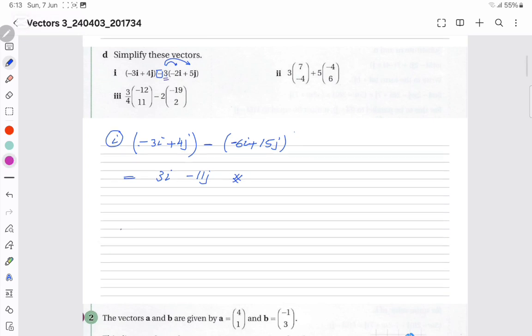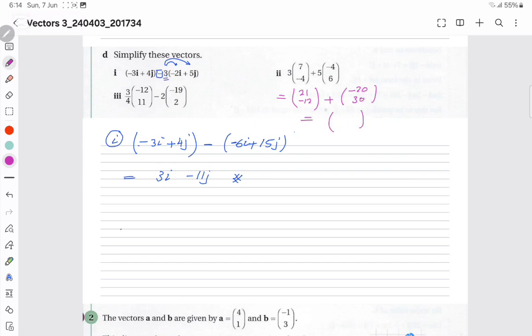And like that question, it's coming in column vector, and it's better for us to use column vector always. So 3 times 7, it's 21. 3 times negative 4, it's negative 12. Plus 5 times negative 4, it will be negative 20. 5 times 6, it will be 30.